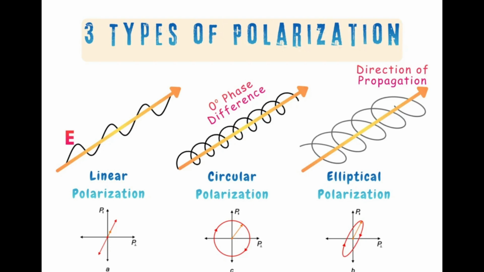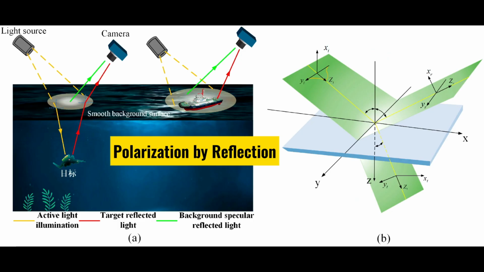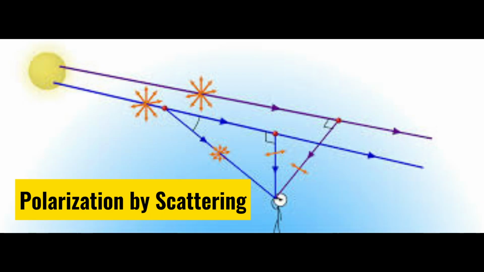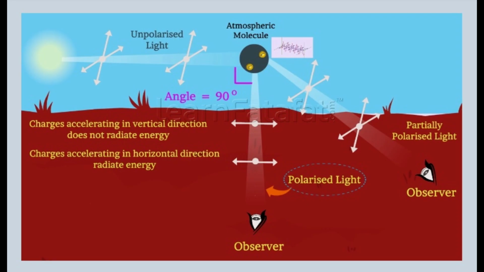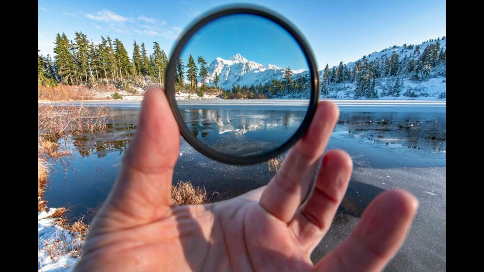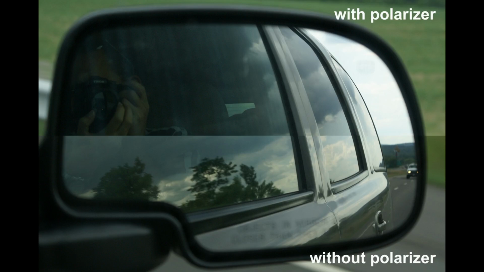So how is polarization created? So first is reflection. When light is reflected off a surface, like for example water or glass, it becomes polarized. Then, second is scattering. When light passes through a medium, like atmosphere or particles, it becomes polarized. Then we have the polarizing filters. These are special materials like Polaroid filters where they can polarize light, like for example, sunglasses.